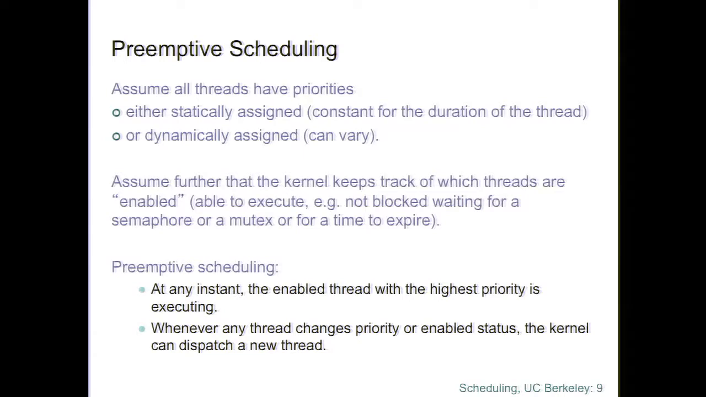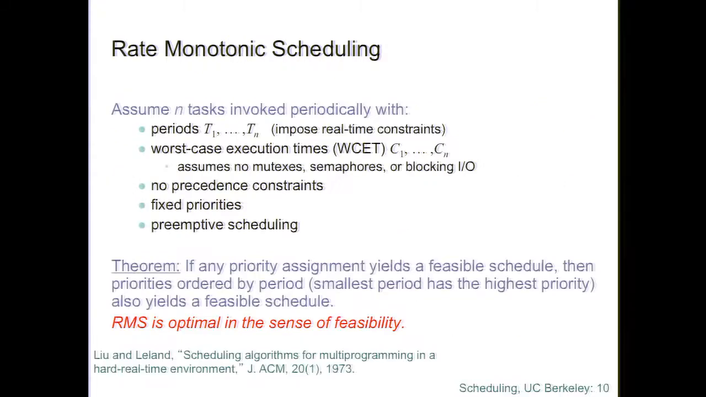All right, so let's look at some of the theory. The first classic result, which is often the most widely cited one, is rate monotonic scheduling. This is due to Liu and Layland, who first published this in 1973. And just to give you a sense of the classicness of this, it is one of the most cited papers in computer science. So it had a big impact.